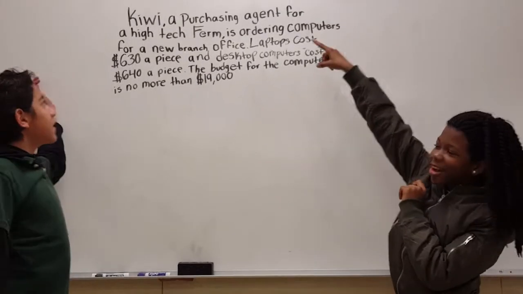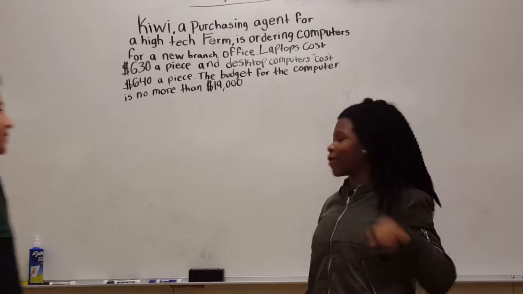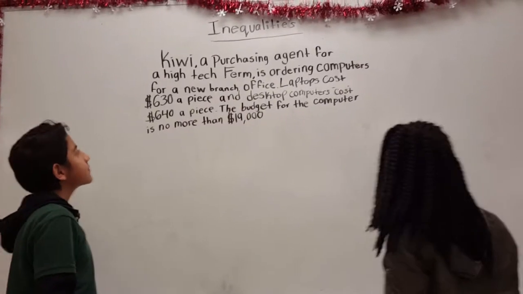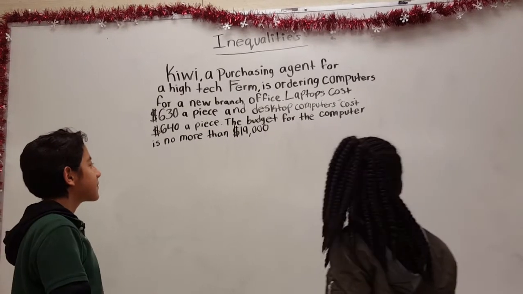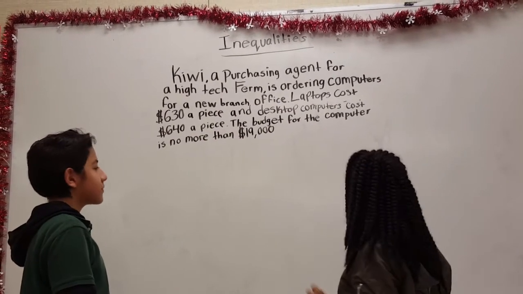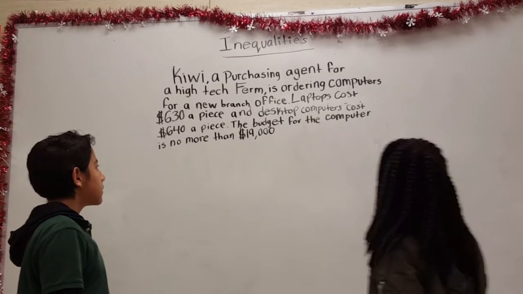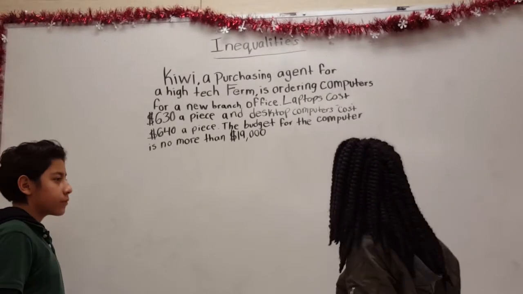Back at it again with inequalities. Okay, so the first step we will do in this problem is read. The problem says Kiwi, a purchasing agent for a high-tech firm, is ordering computers for a new branch office. Laptops cost $630 a piece, and desktops cost $640 a piece. The budget for the computer is no more than $19,000.